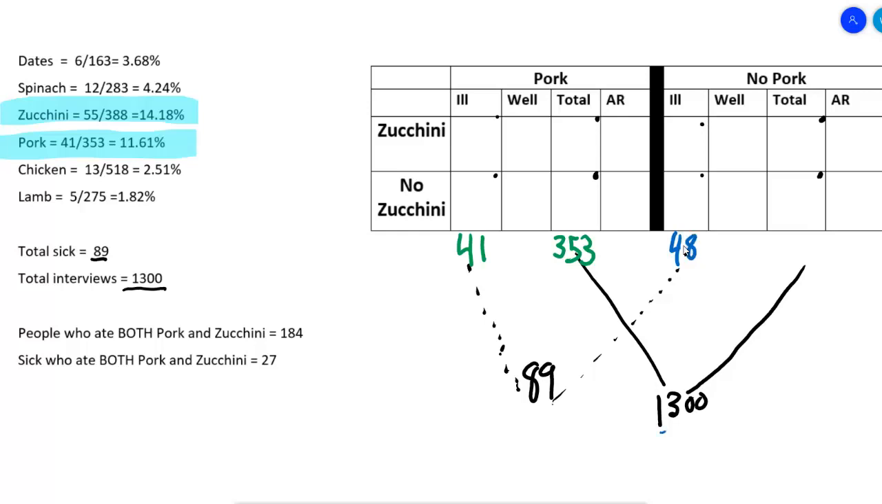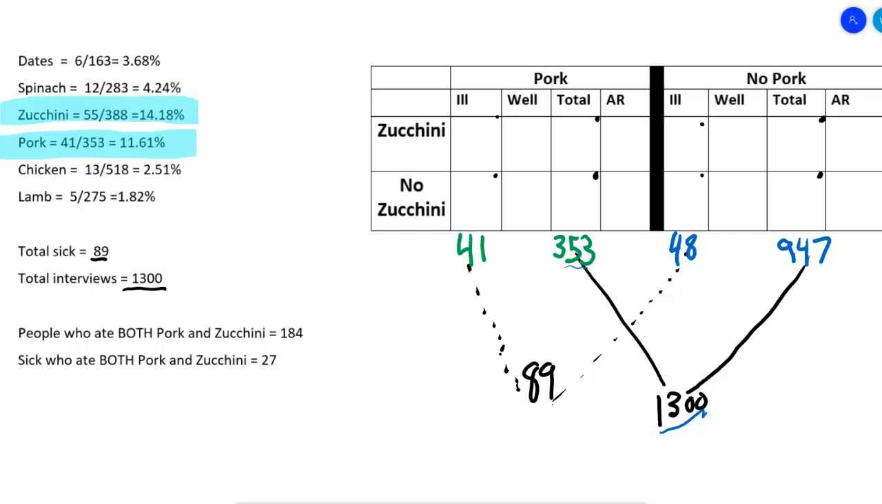We can also note that out of the 1,300, 353 ate pork. So the rest did not eat pork. And if you take 353 out of 1,300, you end up with 947 total people who did not eat pork. Now we should be able to calculate the people who are well, because you are either sick or you are well. You can't be almost sick.